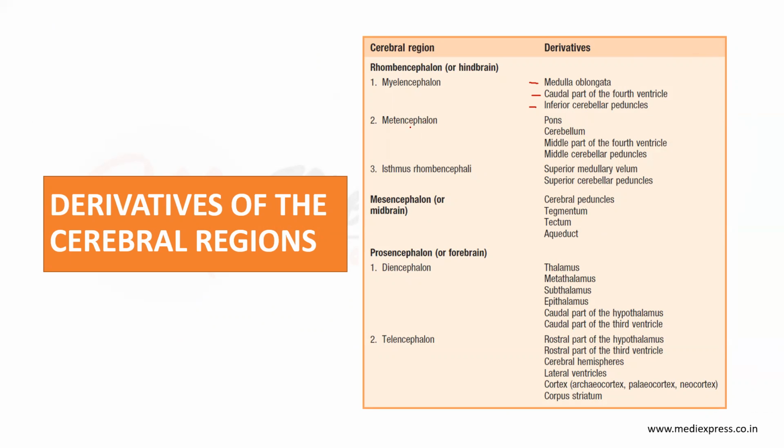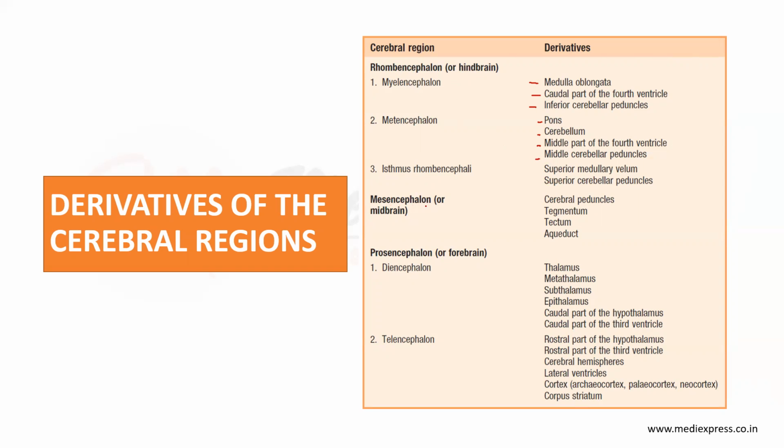Next one is the metencephalon. From this particular region, we have the pons, cerebellum, the middle part of the fourth ventricle, and the middle cerebellar peduncles. So inferior cerebellar peduncles are from myelencephalon. Middle cerebellar peduncles are from metencephalon. Now coming to the superior cerebellar peduncles, they are from the isthmus rhombencephali. Okay, and along with that, we have the superior medullary velum. So these are from the rhombencephalon or the hindbrain.